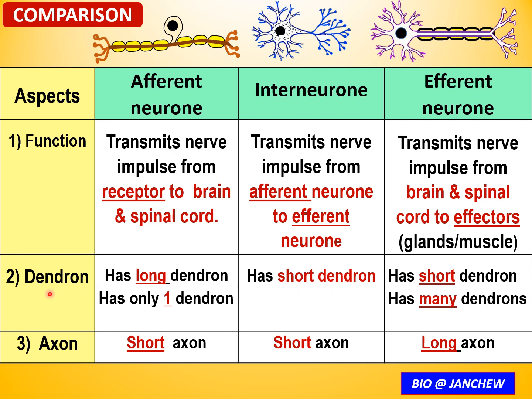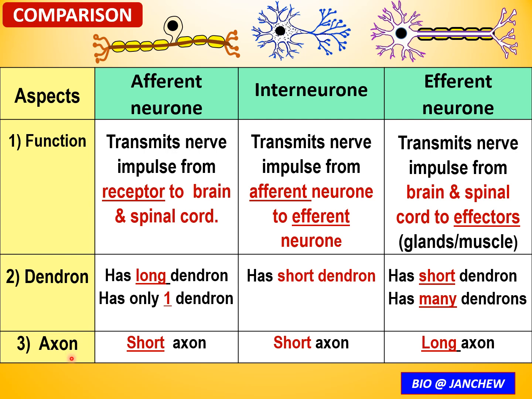Okay, then from the aspect of dendron, afferent neuron has one long dendron here, right? And it's only one. But the interneuron has many short dendrons here. But another type has only one dendron. So we just write has short dendron. Enough. Okay. Now the efferent neuron, there's only one type of efferent neuron. It has short dendrons here. So many short dendrons. This one is the axon. Okay, so the dendron is short, the axon is long.